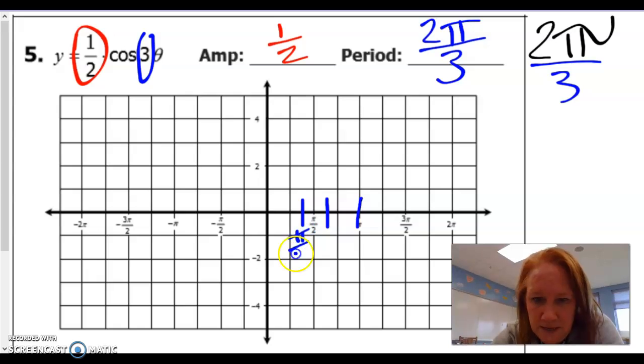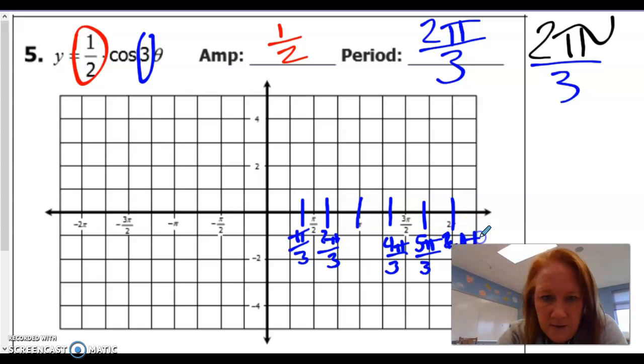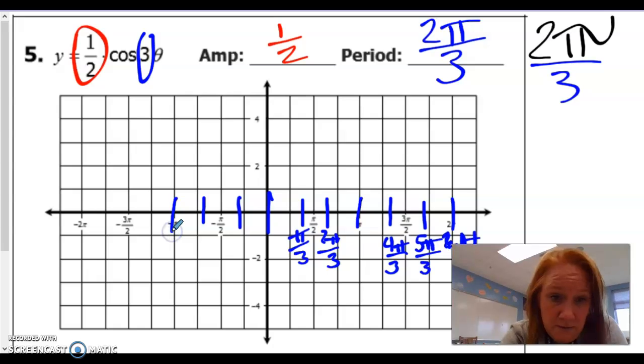So this is pi over 3, 2 pi over 3, 3 pi over 3, 4 pi over 3, 5 pi over 3, 6 pi over 3. I'm not going to rewrite the pi, because 6 pi over 3, oh, that's just 2 pi. Okay, I could go backwards. So here's 0, negative 1 pi over 3, negative 2 pi over 3, negative 3 pi over 3, negative 4 pi over 3, negative 5 pi over 3, negative 6 pi over 3.